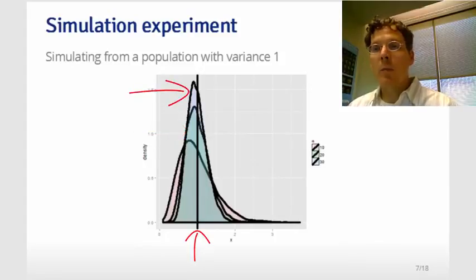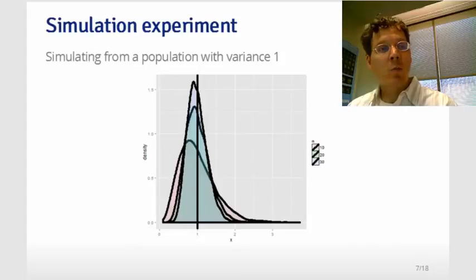But notice what happens. The distribution of the sample variance gets more concentrated as I have more data. So in other words, more data is going to yield a better, more concentrated estimate around what the sample variance is trying to estimate. In this case, they're all trying to estimate 1 because they're samples from a population with variance 1.